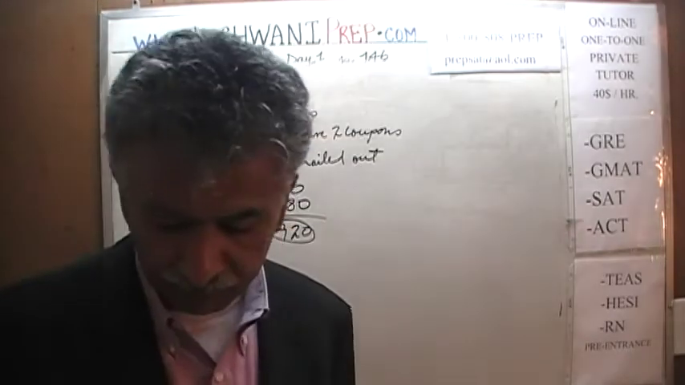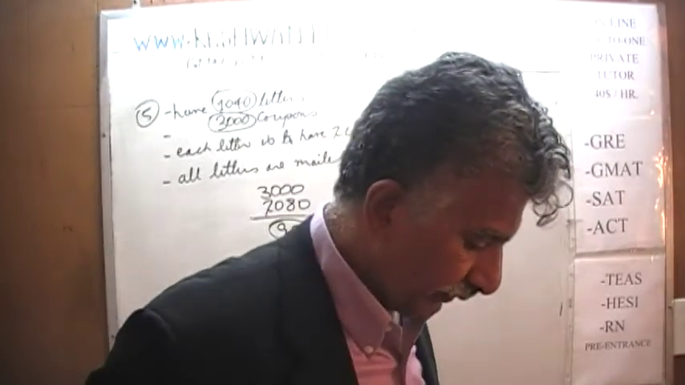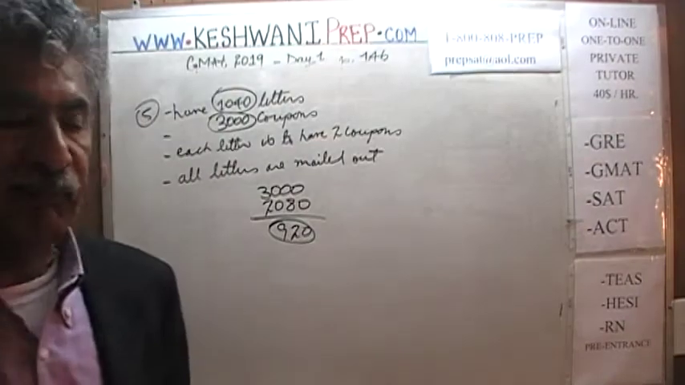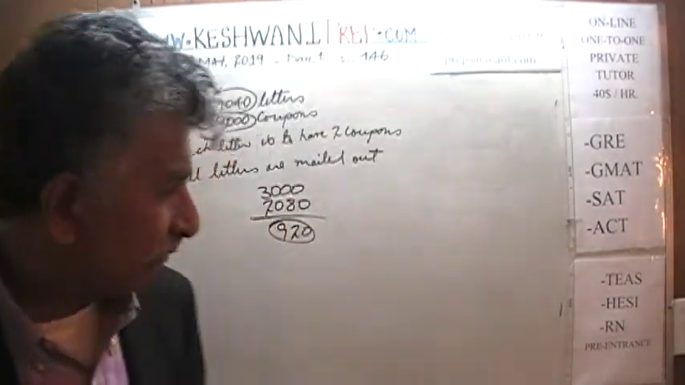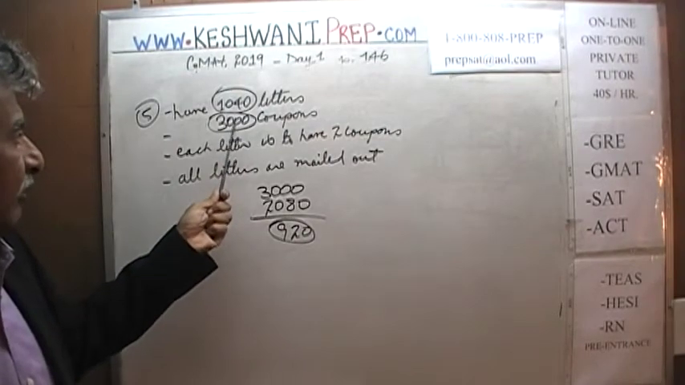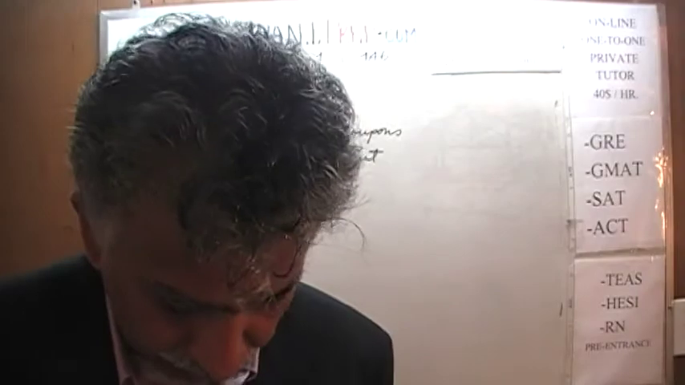At the end of the entire process, by the time we finish mailing all 1040 letters that we have, it will turn out that we still are left with some coupons, 920 of them. Of course, we're going to be left with some coupons because each letter takes two coupons and we had almost three times the amount of coupons. Three times the number of coupons, you understand?